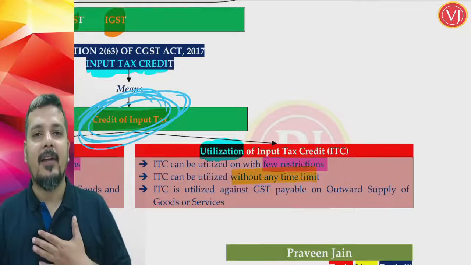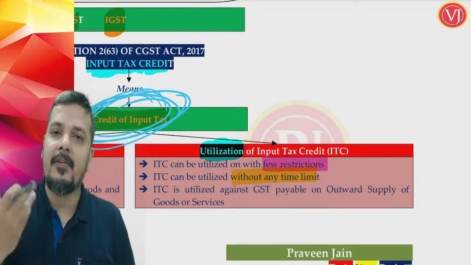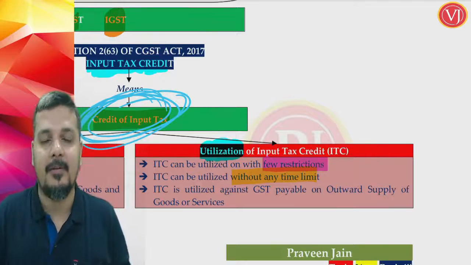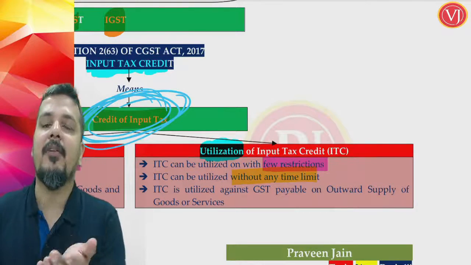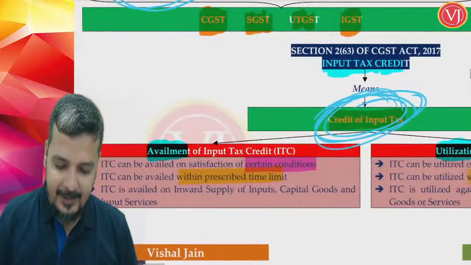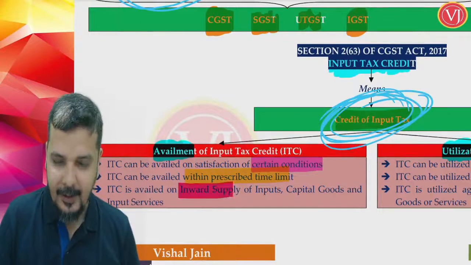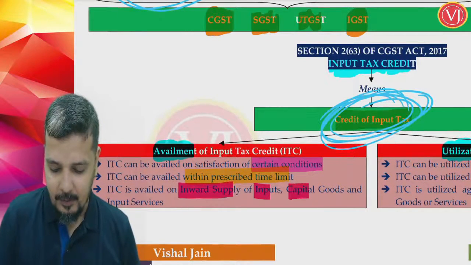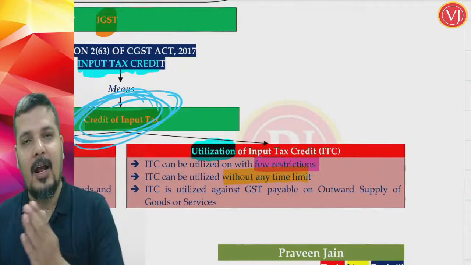So once I have availed the credit, I can use the credit today, tomorrow, after a year, after 2 years, after 5 years, after 10 years. There is no time limit. Only for taking the credit in the credit ledger, there is a time limit. For using it for paying output tax, there is no time limit. Please understand that credit is always availed on your inward supply of inputs, capital goods or input services. It is taking the credit. And this credit utilization means you have to pay output tax.